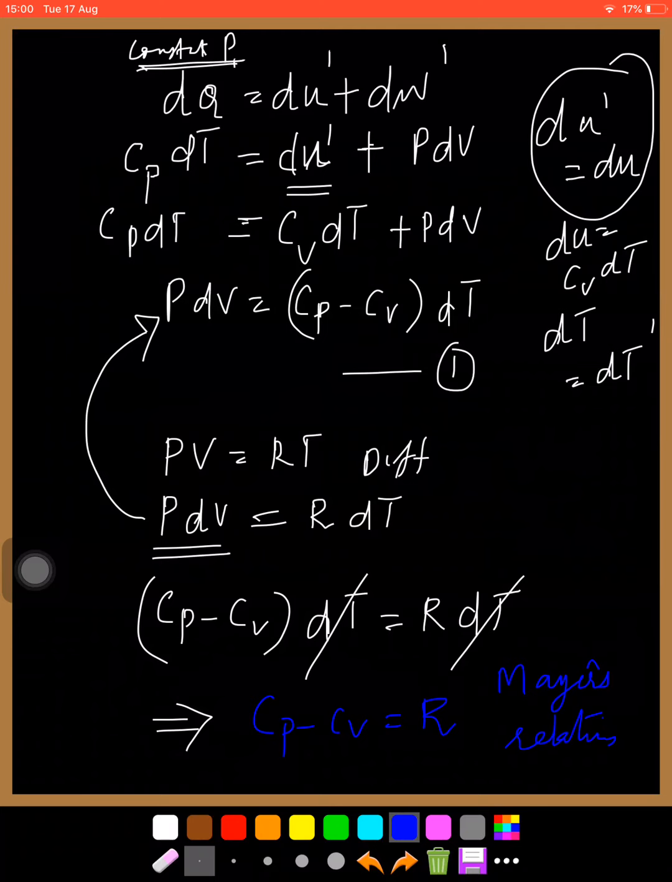So when we conclude here, we used the first law of thermodynamics to calculate the internal energy change in melting process. Then using the first law, we derived the relation connecting Cp and Cv, specific heat at constant pressure and specific heat at constant volume. That is Mayer's relation.